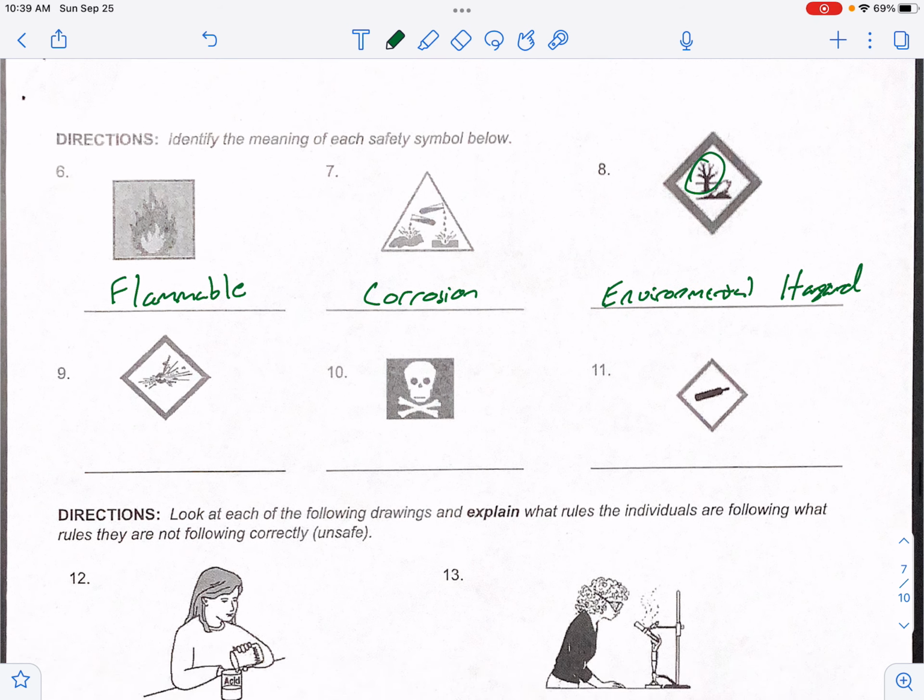Okay, number 9, it looks like something blowing up. So this is going to be exploding bomb. Now we're not going to be dealing with bombs. But anytime you're dealing with heat and you keep a container near heat, whatever's in the container wants to expand. So if that's a glass bottle or a glass beaker or anything like that, and it wants to expand, that means it can blow up, which would not be a good thing. Now, 10, skull and crossbones, I hope that goes without saying. It can lead to death or acute toxicity.